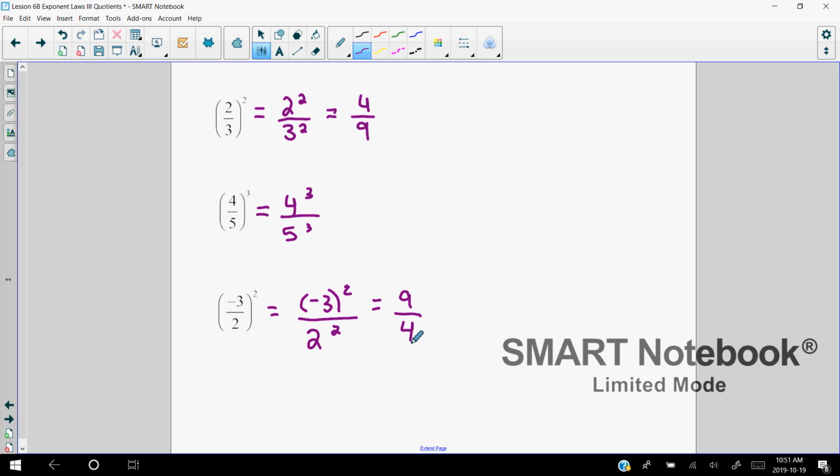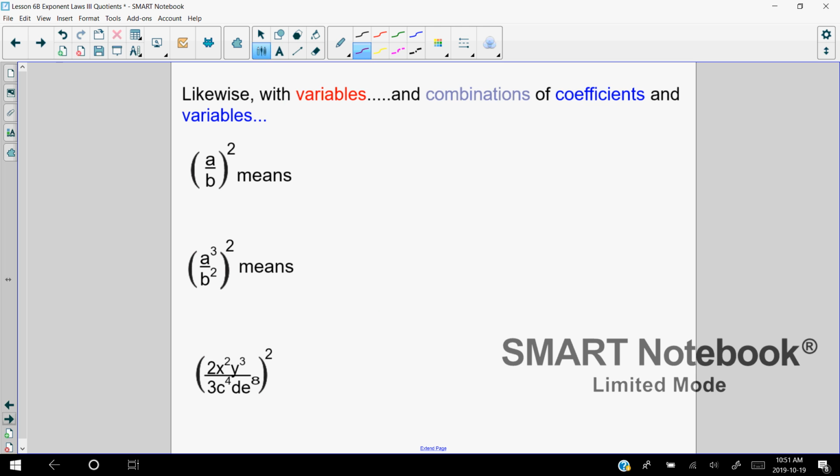All right, let's try it with variables, and a combination of coefficients and variables. So a over b to the power of 2 means a squared over b squared. Now we already have exponents on my quotient. So a already has a power of 3 and b already has a power of 2. So now we're going to use power law, which says that we multiply our exponent. So it becomes a to the power of 6 over b to the power of 4.